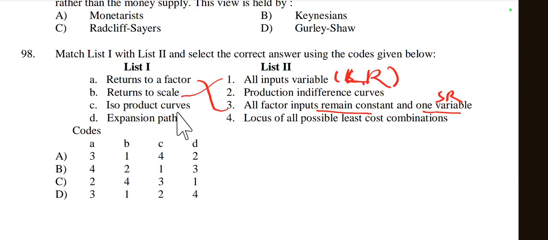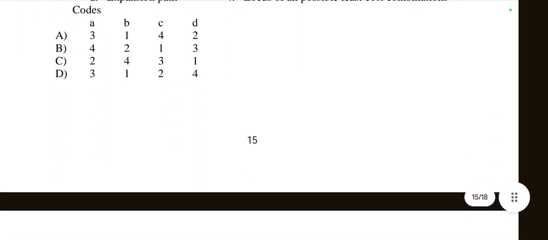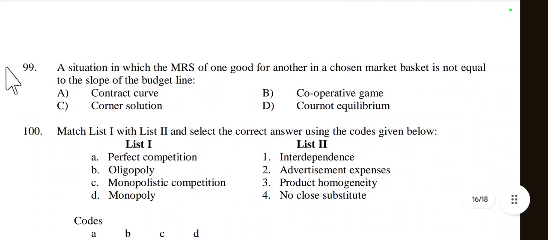Then isoproduct curve. Isoproduct curve means production indifference curve. It is also known as product indifference curve. Then expansion path is called the locus of all possible least cost combinations. The locus of all possible least cost combinations is called the expansion path. So A3, B1, C2, D for option D. Question 98, option D.